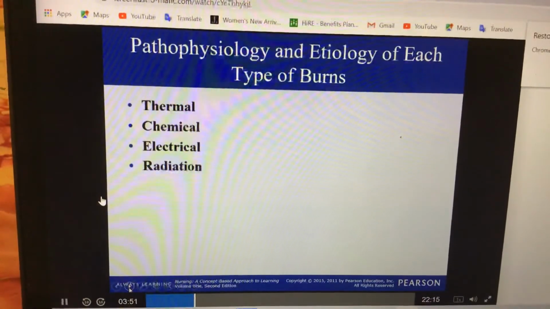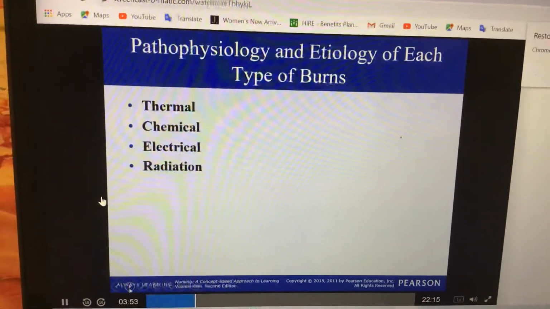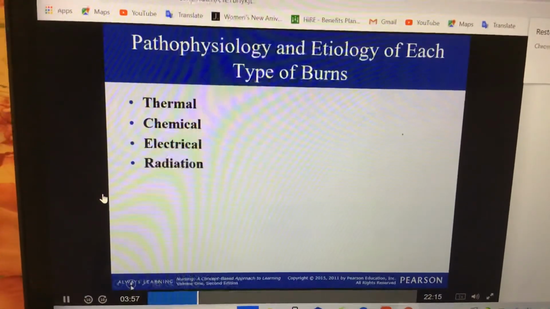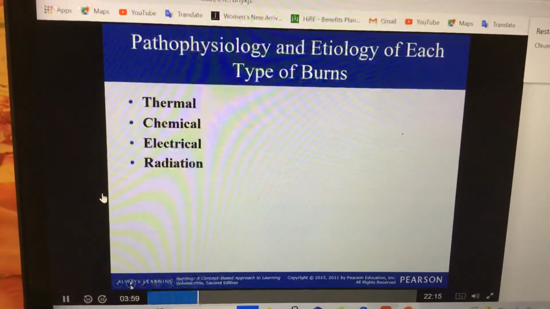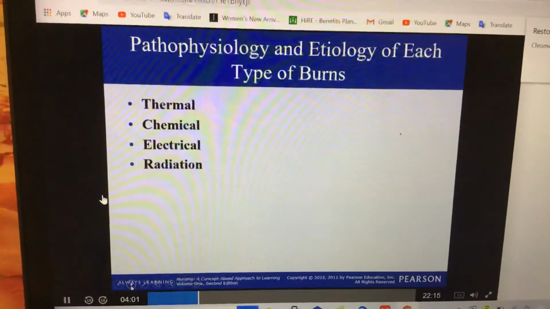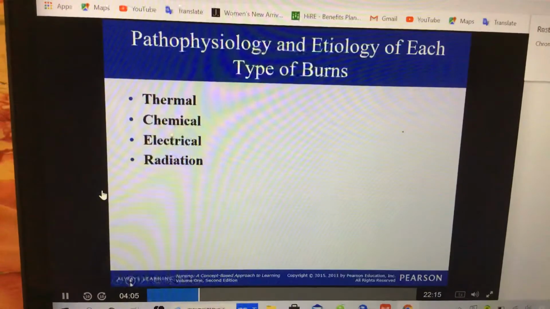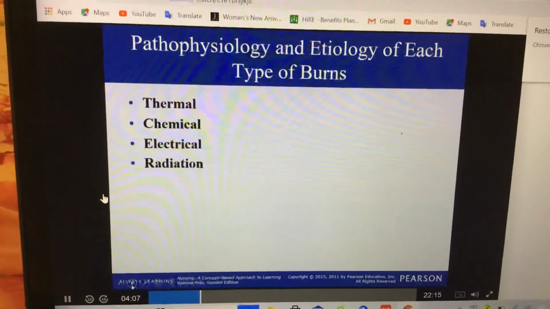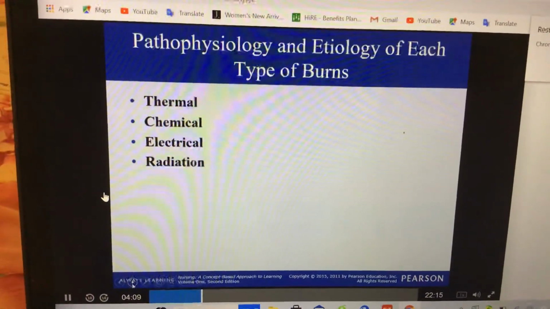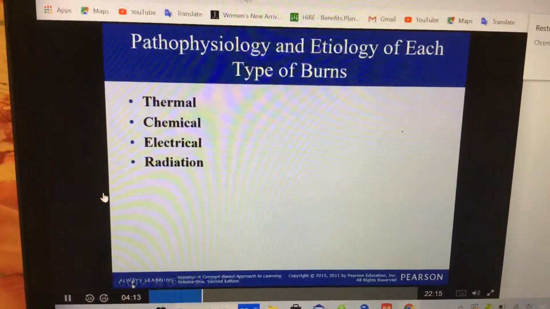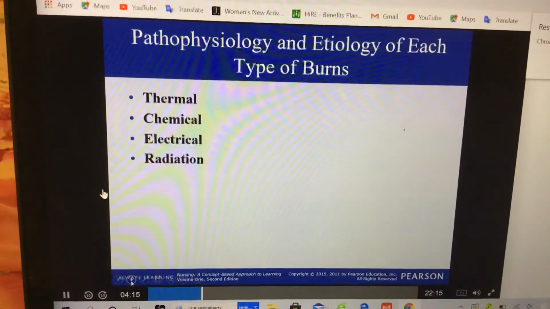Radiation burns are usually associated with either sun exposure or radiation treatment for cancer. These burns are going to be localized. The time between exposure to radiation and the clinical symptoms may be days to weeks. Radiation symptoms may include a headache, chills, localized pain, nausea, and vomiting.